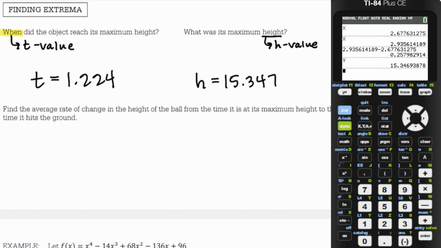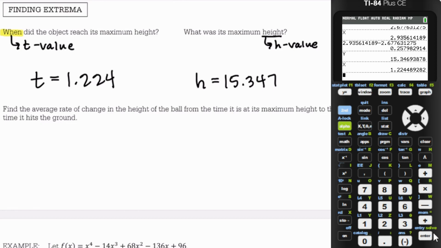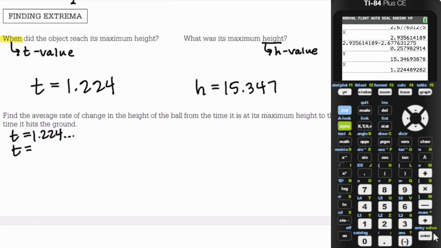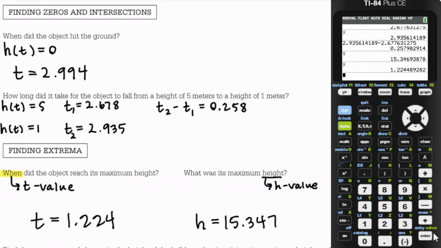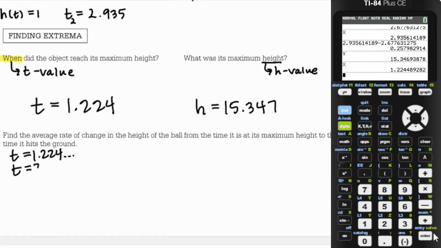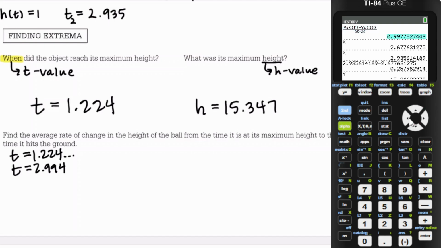All right, find the average rate of change in the height of the ball from the time it is at its maximum height, which we just found to be 1.224, but I think is actually also stored in here. Yeah, there we go. Minus the time it hits the ground, we already found that one as well. That was the 2.994 number. Now, do I have that one? 2.994. No, I did not.